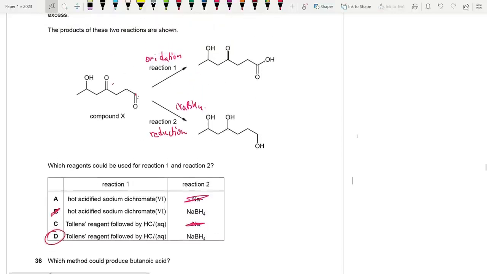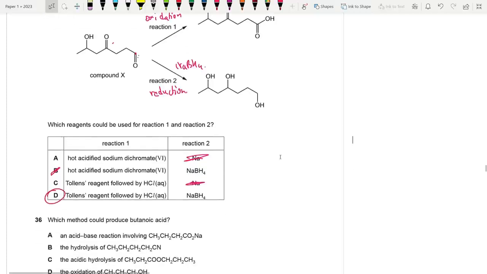A lot of students forget that Tollens and Fehling's reagents are actually oxidizing agents. They only oxidize aldehydes but not ketones. But they are not strong enough to oxidize primary and secondary alcohols. That's the logic behind Tollens and Fehling's. In Tollens we get a silver mirror, and in Fehling's we get a brick red precipitate.